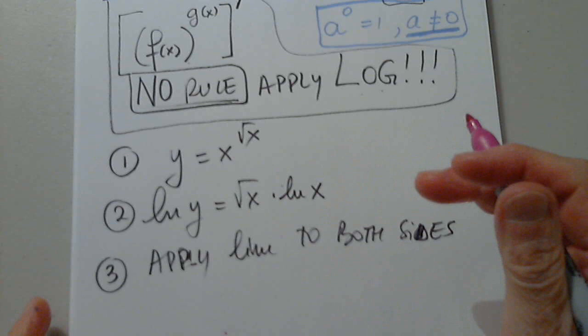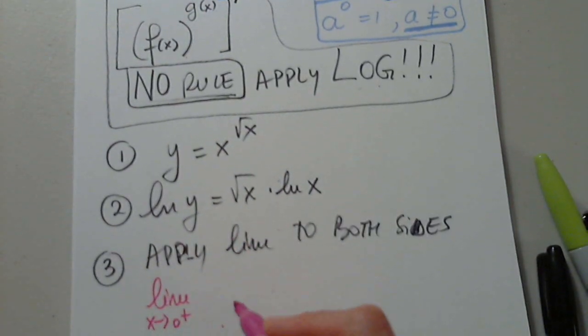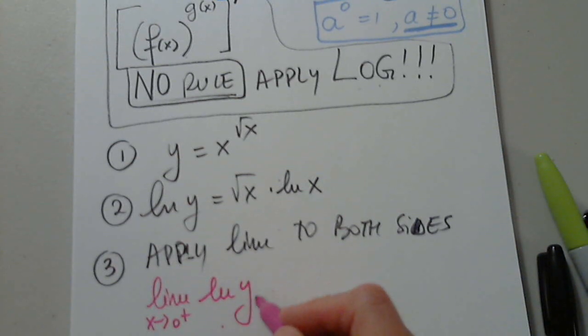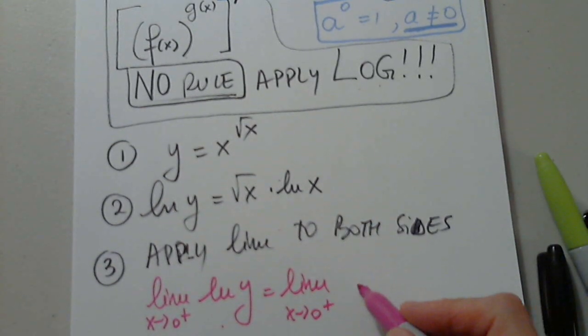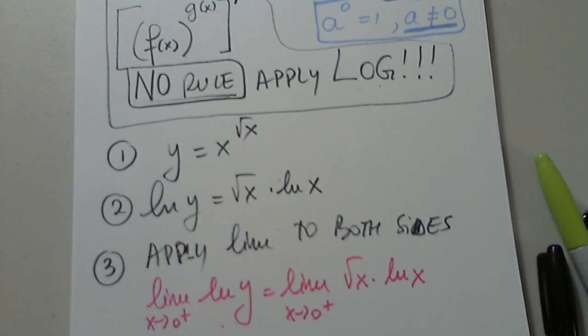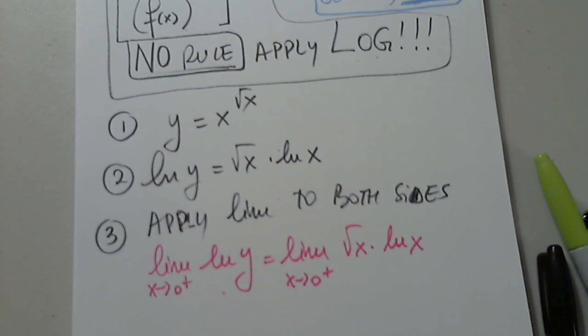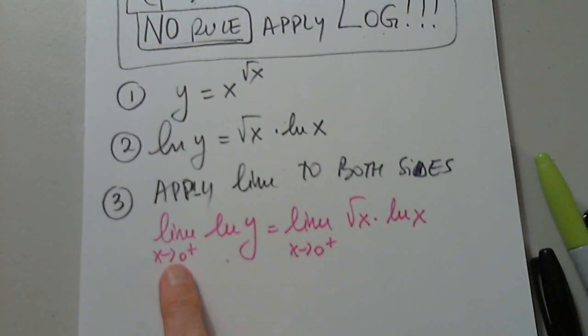So I apply the limit as x approaches 0 from the right from natural log y, and to the other side limit as x approaches 0 from the right from the square root of x times natural log x. I know you're going to say, wait, stop. What are you doing? You're asked to find the limit from x to the square root of x. Why would you apply the limit to natural log? I'll explain in a moment.